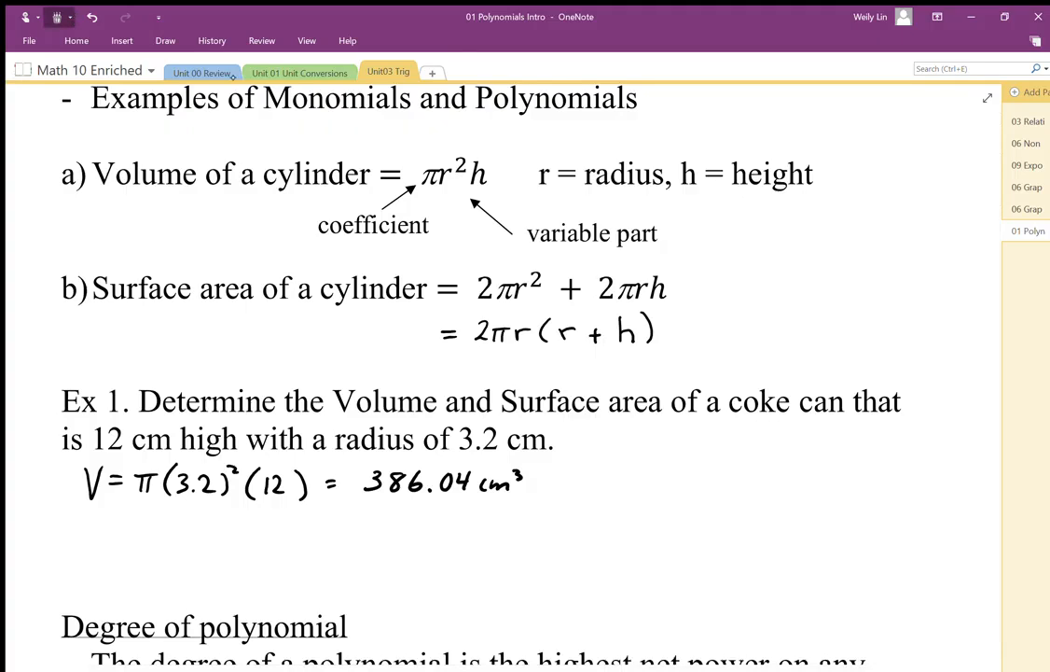The surface area can be found by using the other formula. So surface area is equal to 2 pi times 3.2 plus 2 pi times 3.2 times 12. And again, note that if I use this formula, I would get the exact same result. So putting that all together, 2 times pi times 3.2 gives me 20.11. And that will be the surface area.